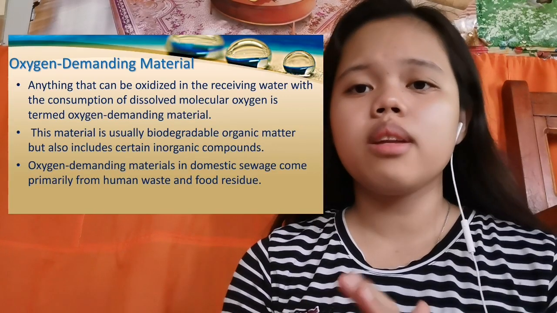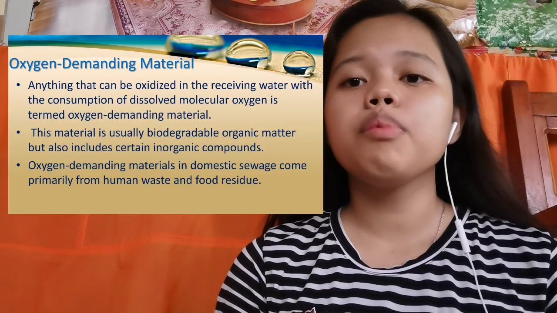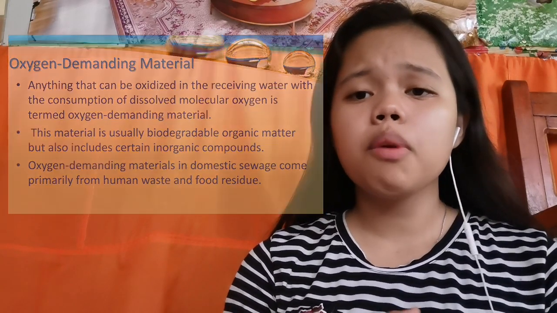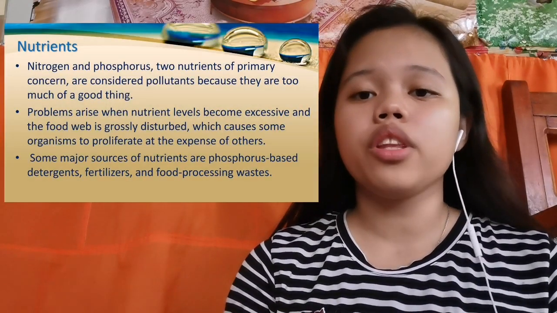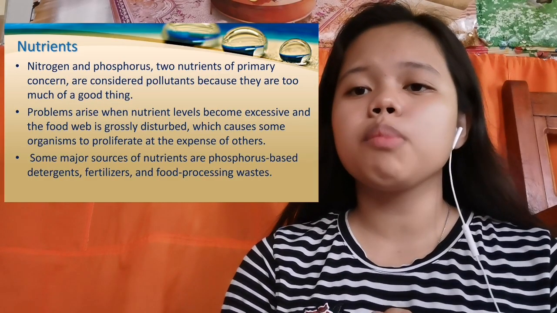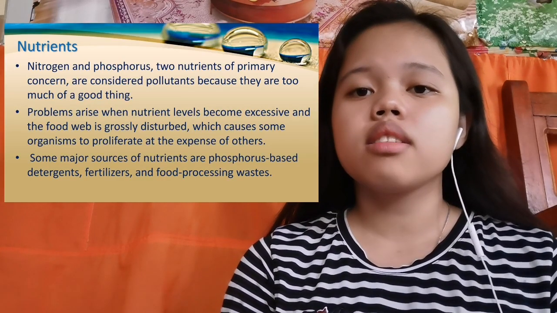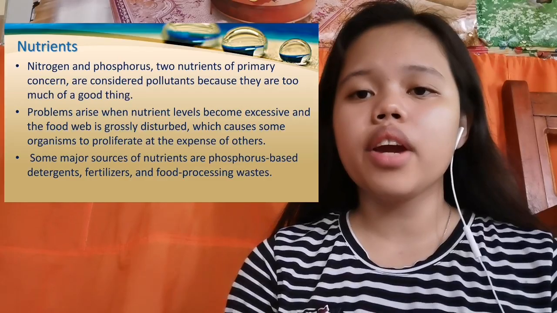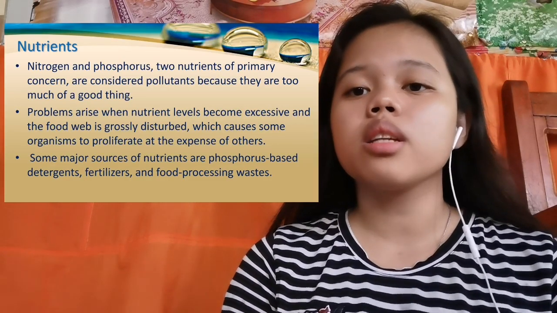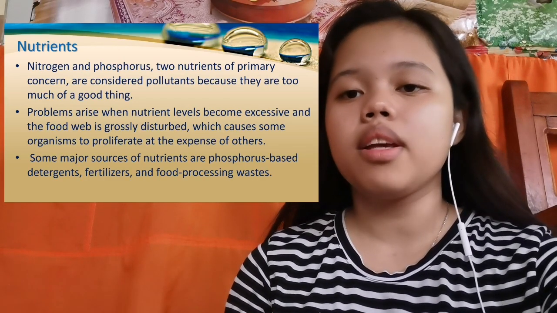Nutrients. Nitrogen and phosphorus, two nutrients of primary concern, are considered pollutants because they are too much of a good thing. They must be present in rivers and lakes to support the natural food chain. Problems arise when nutrient levels become excessive and the food web is grossly disturbed, which causes some organisms to proliferate at the expense of others. Some major sources of nutrients are phosphorus-based detergents, fertilizers, and food processing waste.